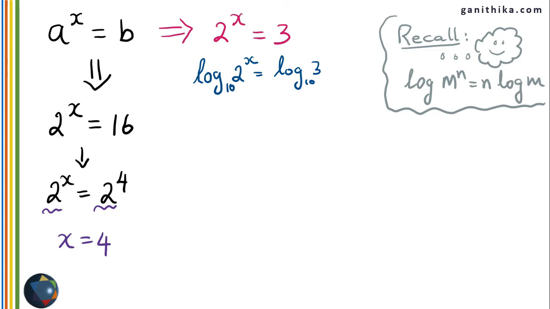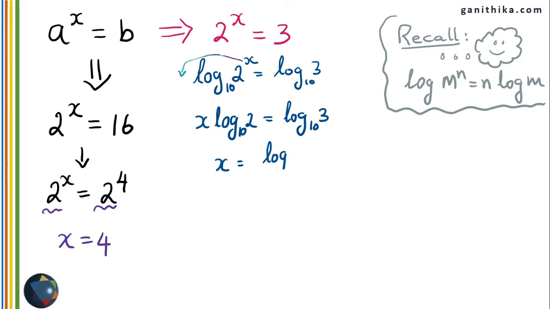Now using the formula that I just gave, log of m to the power of n equal to n log m, this x comes down. Therefore, it becomes x times log of 2 base 10 is equal to log of 3 base 10. Bringing the log of 2 base 10 to the other side, I get log of 3 base 10 divided by log of 2 base 10 equal to x.